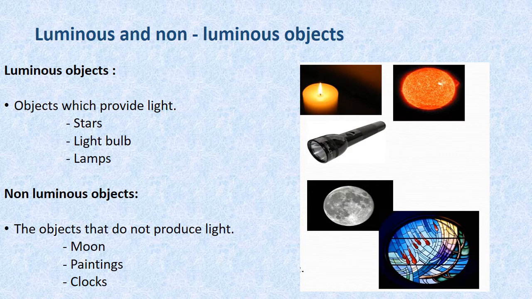And there are non-luminous objects also. They are the objects that do not produce light. The Moon is not a source of light. And the paintings, clocks and everything else in our environment. Trees, pens, pencils, everything are non-luminous objects.